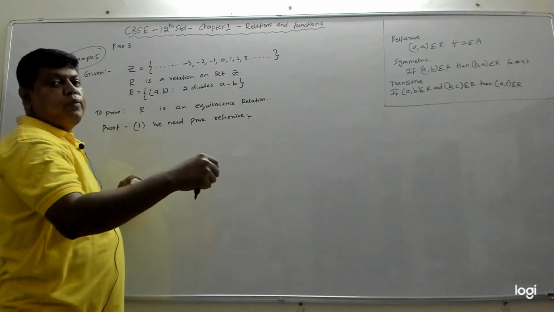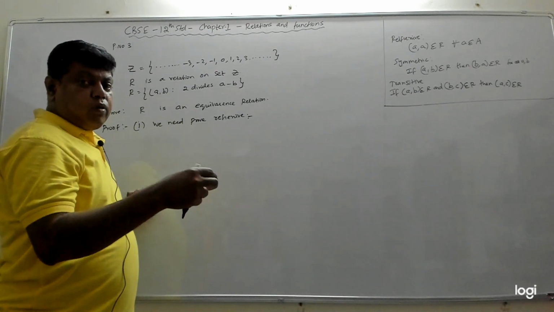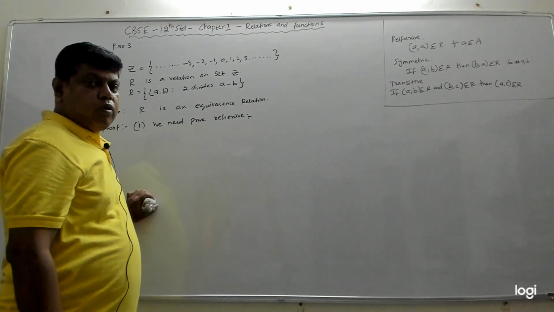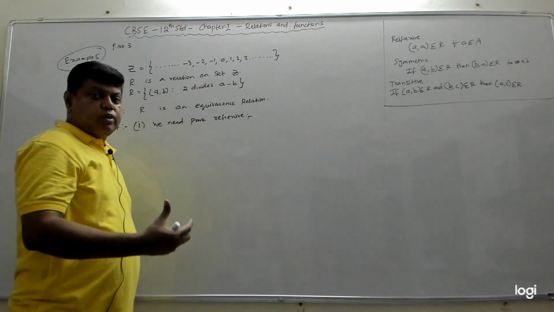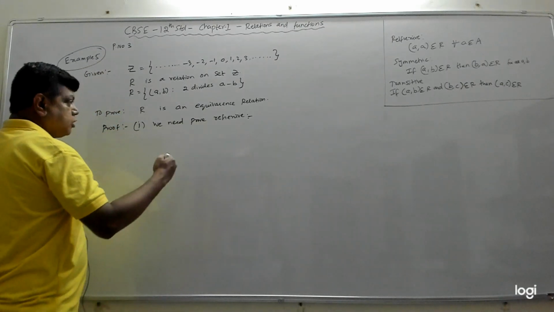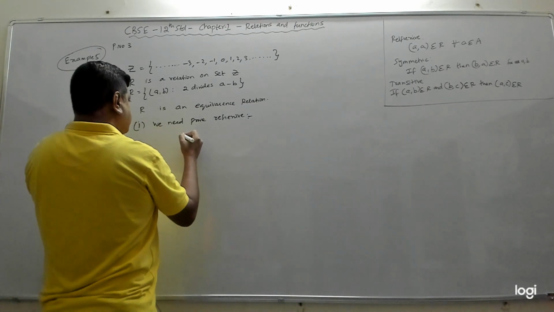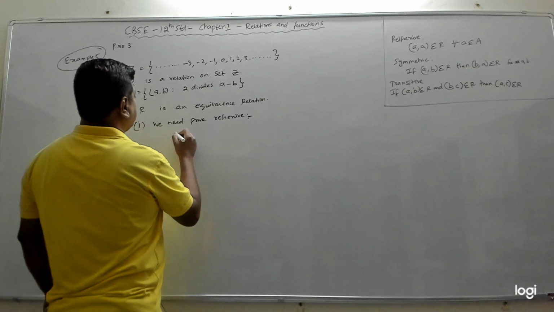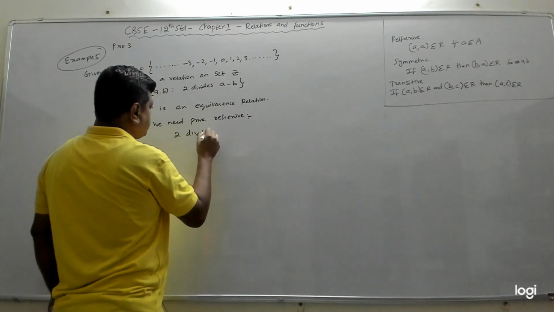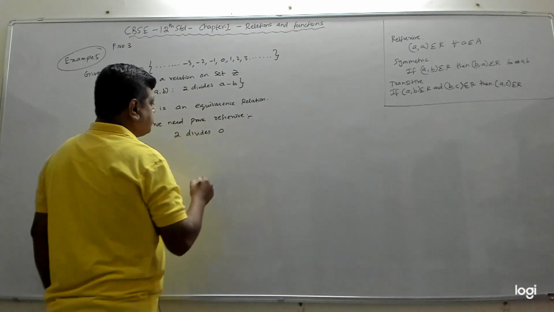We should show that 2 divides A minus A. Which means we should show that 2 divides, what is A minus A? 0. We should show that 2 divides 0. Does 2 divide 0? Yes, 2 divides 0, because 0 by 2 is 0. So that's how we are going to prove. We'll start like, we have to prove A comma A belongs to R. We'll say 2 divides 0.